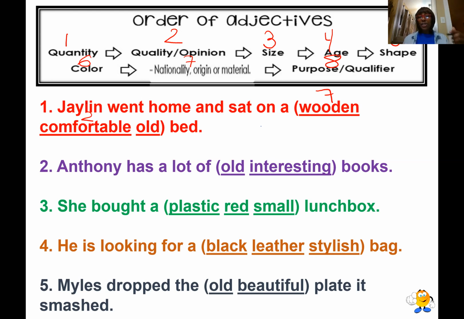So I'm going to put a number 2 above the word comfortable because over here with my order of adjectives, I put a 2 over the word opinion. That's how it's placed in my order of adjectives. So again, right now, we're annotating our words. So therefore, when we rewrite our sentence, we have the proper order for each of the adjectives.